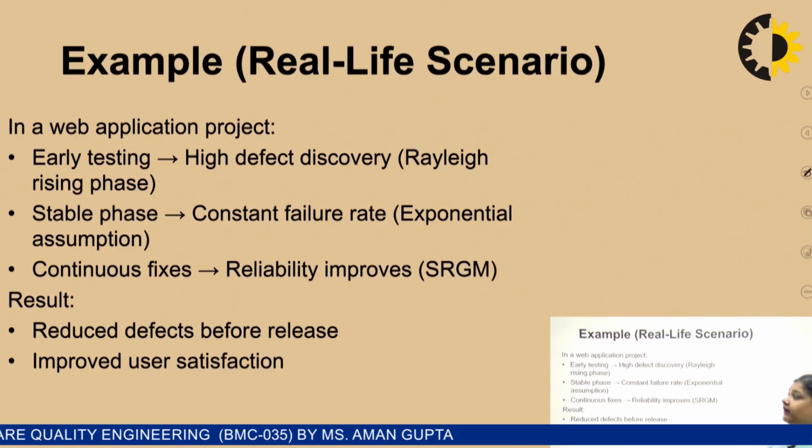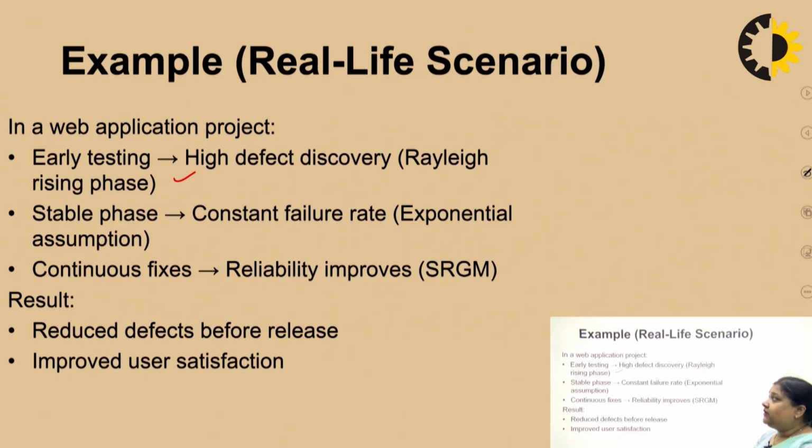If we take a real-life example, a web application project: in early testing, there is high defect discovery, which can be modeled using the Rayleigh rising phase. In the stable phase, there is a constant failure rate, that is, using the exponential assumptions, and continuous fixes are handled through the SRGM, so reliability improves. The result of this is reduced defects before the release and improved user satisfaction.